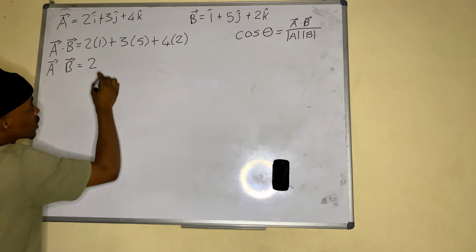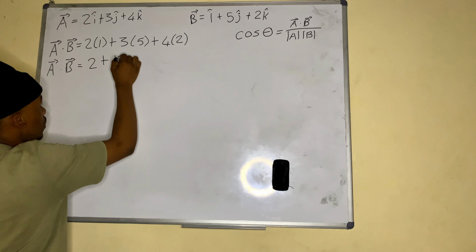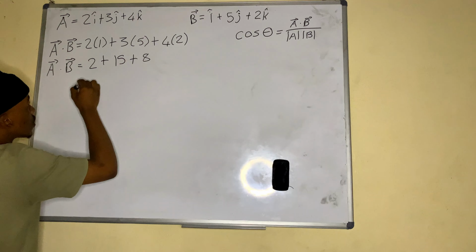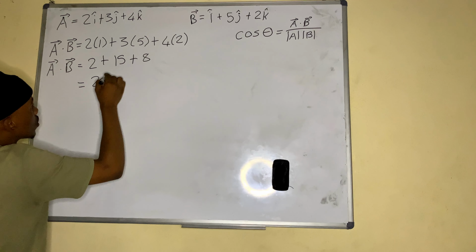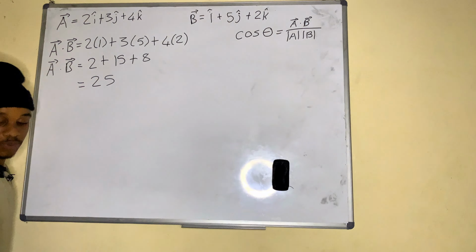Two times 1 gives us 2. 3 times 5 gives us 15. 4 times 2 gives us 8. And adding these three together gives us 25.